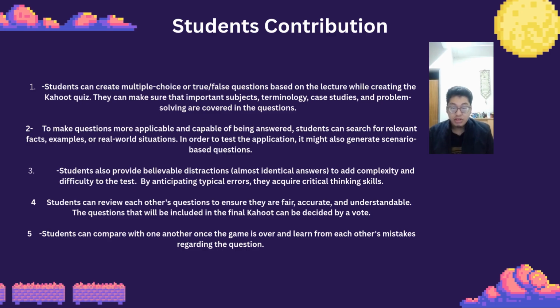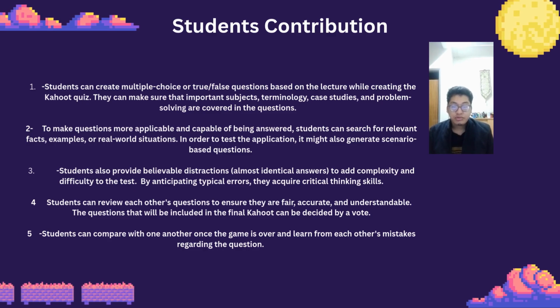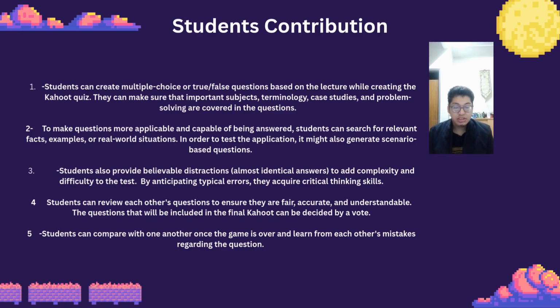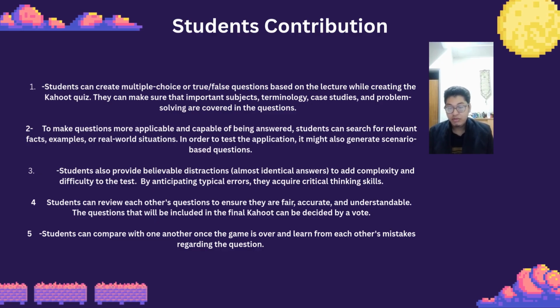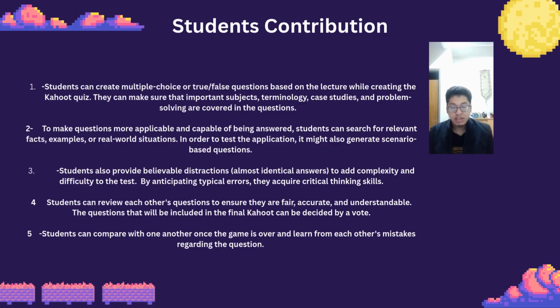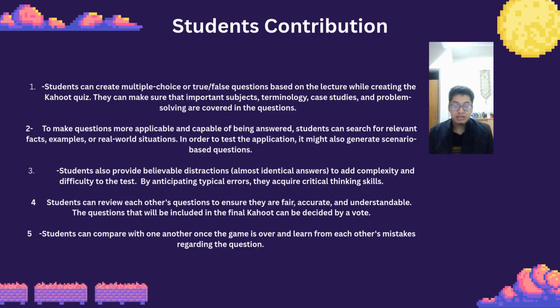To make questions more applicable and capable of being answered, students can search for relevant facts, for example, a real-world situation. In order to test the application, they might also generate scenario-based questions. Students also provide believable distractions, which are almost identical answers, to add complexity and difficulty to the test. By anticipating typical errors, they acquire critical thinking skills.